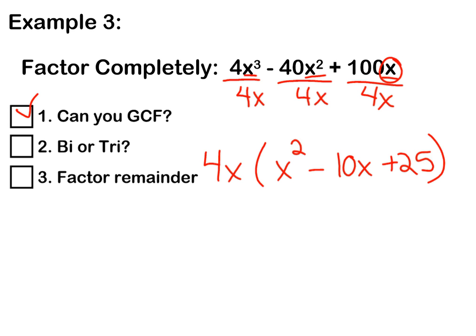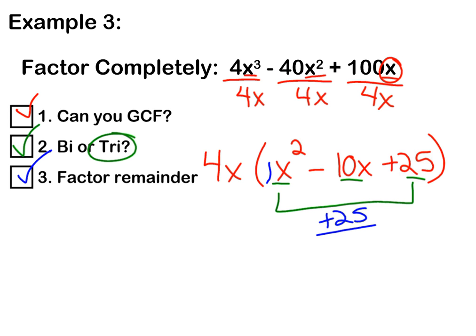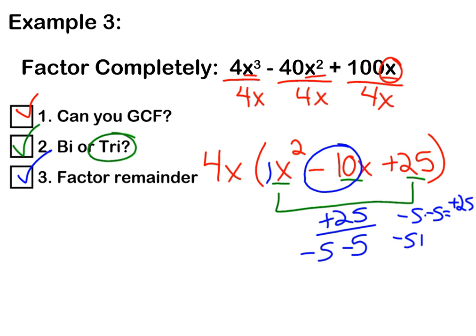Now I check to see if it's a binomial or a trinomial. This one's a trinomial because it has 3 terms, so I multiply the first and the third to begin master product. Master product for factoring this, 1 times 25 is positive 25. I know factors of positive 25. I need to add to negative 10, so I choose the factors of negative 5 and negative 5. Again, negative 5 times negative 5 is going to give me positive 25. Negative 5 plus negative 5 is going to give me negative 10.